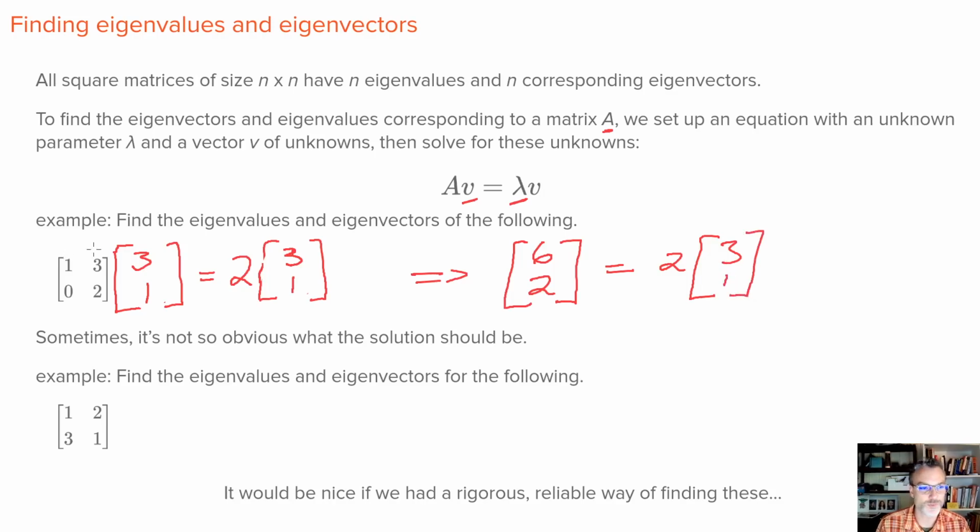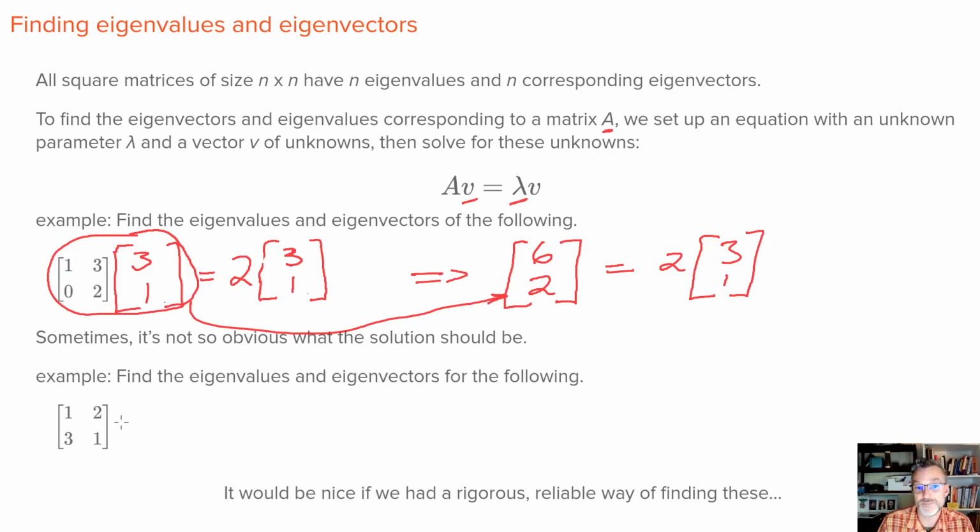This multiplication, for those of you following along at home, gives me this vector, which is 2 times that original vector. So this is what an eigenvalue and eigenvector pair look like: multiplying this eigenvector by that matrix is the same thing as just multiplying that vector by the eigenvalue. So it's just a scaling. That matrix acts like a scaling of this vector in this case.